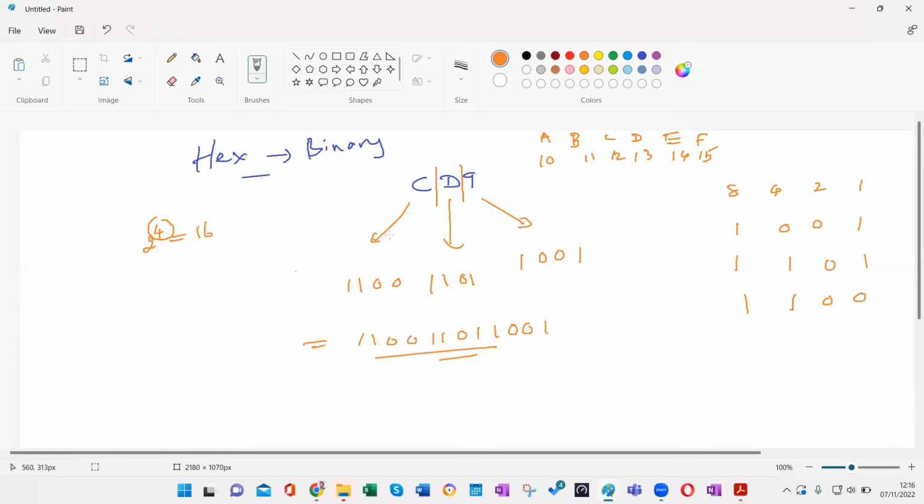Understood? Did I do it right? D is 13. 13 is 8 plus 4, 12, plus 1, 13. C is 12. 8 plus 4 is 12. Yeah, right. So that's the end of the chapter.